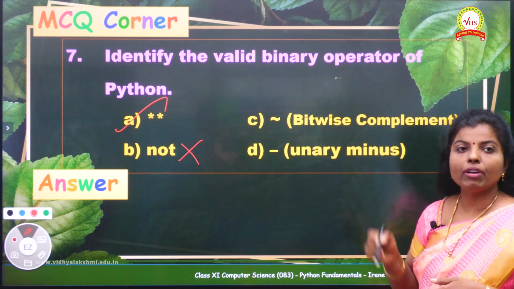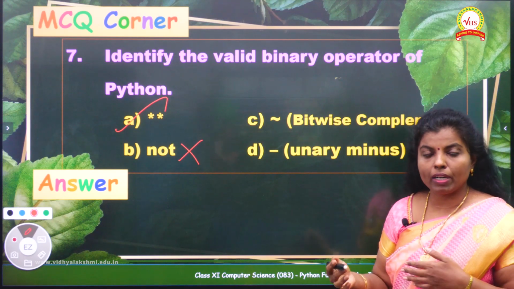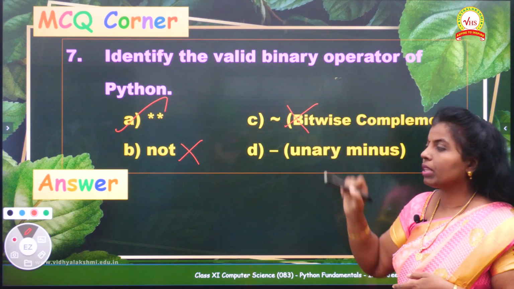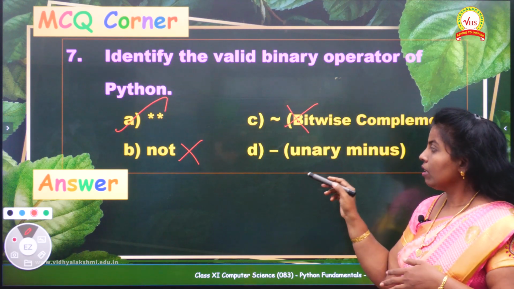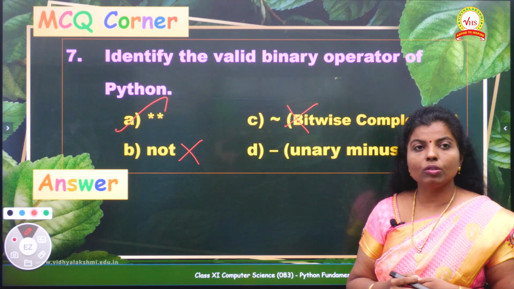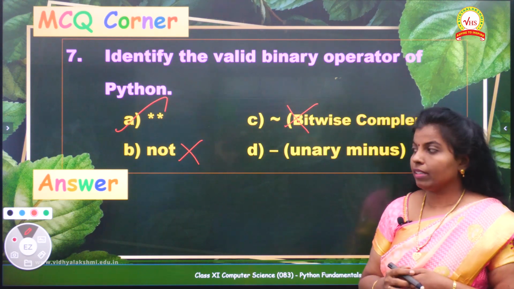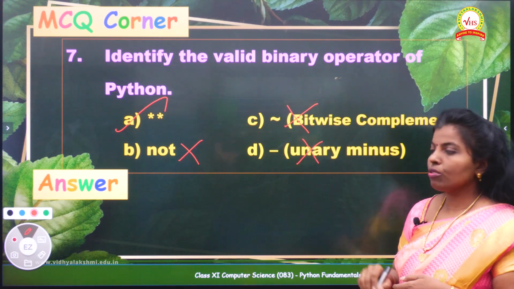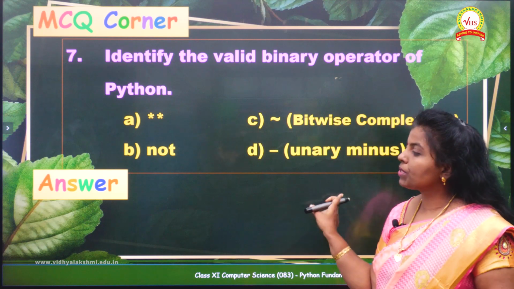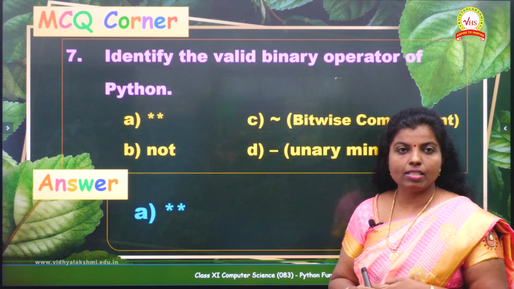And we have a bitwise complement operator. This operator also works upon only one operand. So this is not going to be the correct option for us. Even unary minus also works upon only one operand, so this is not going to be the binary operator. So this is also the wrong option. Our answer is going to be option A, the exponent symbol.